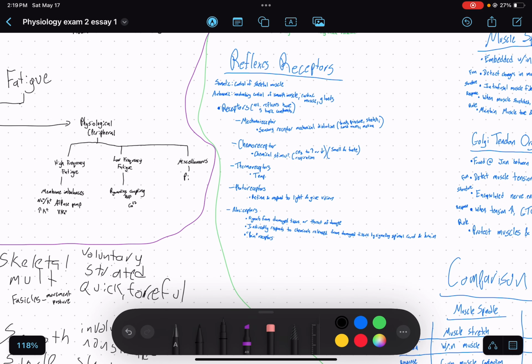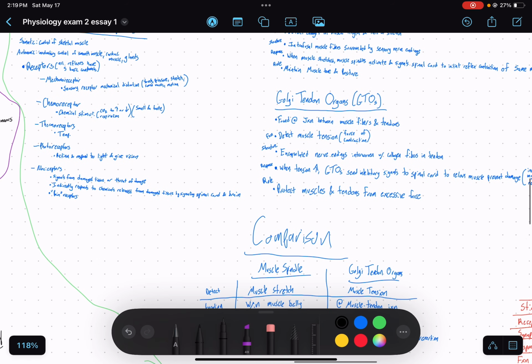Through our different receptors, we have mechanoreceptors, which feel mechanical things such as touch and pokes, things that we can feel on our skin. Then we have chemoreceptors, which respond to chemical stimulus. Thermoreceptors, temperature stimulus. Photoreceptors, that's your stimulus to light, which gives you vision. Nociceptors, those are your pain receptors. They can indirectly respond to chemicals released from damaged tissue.